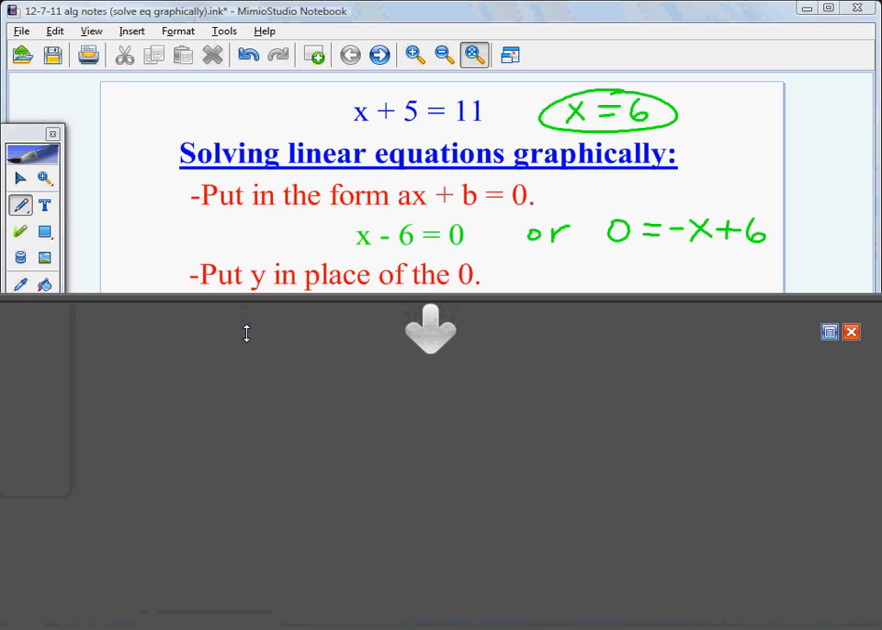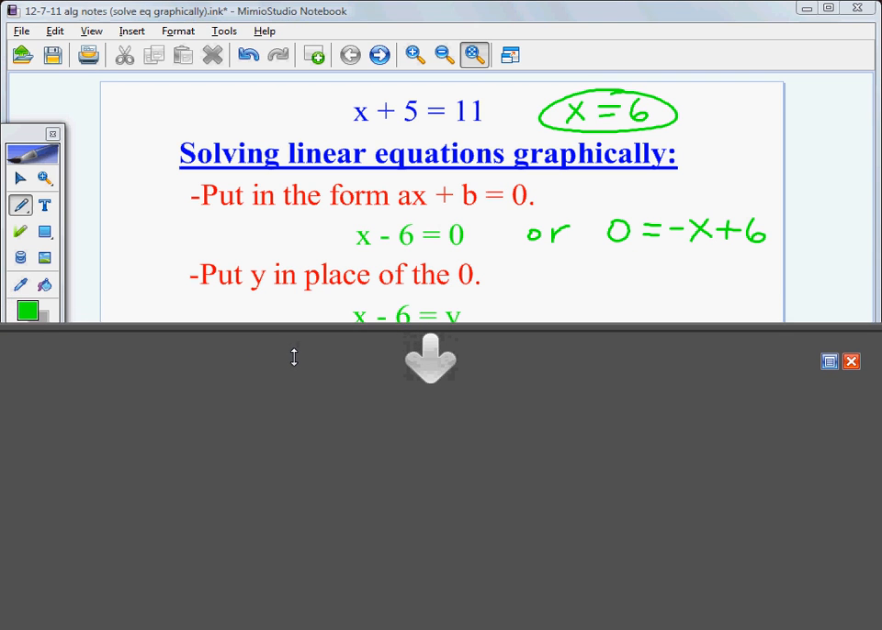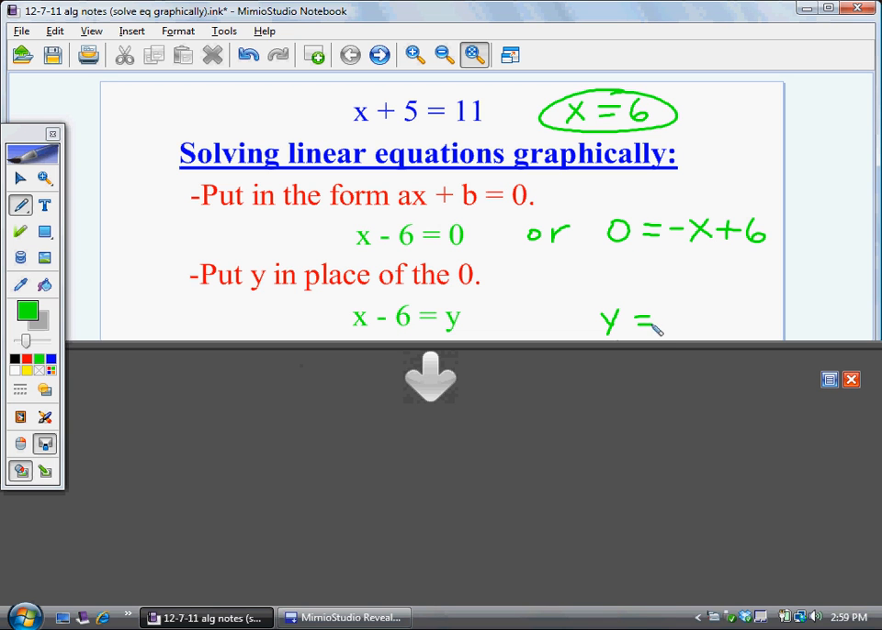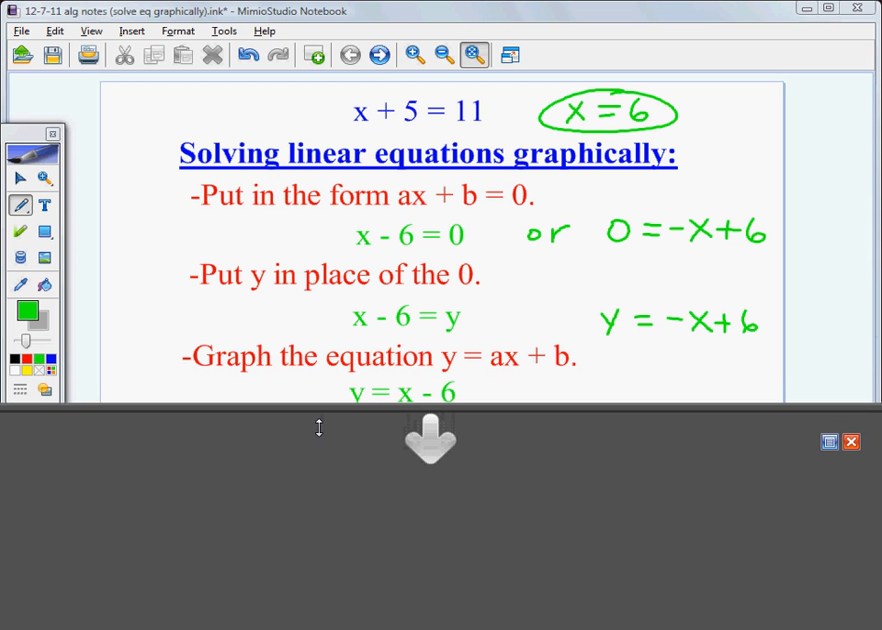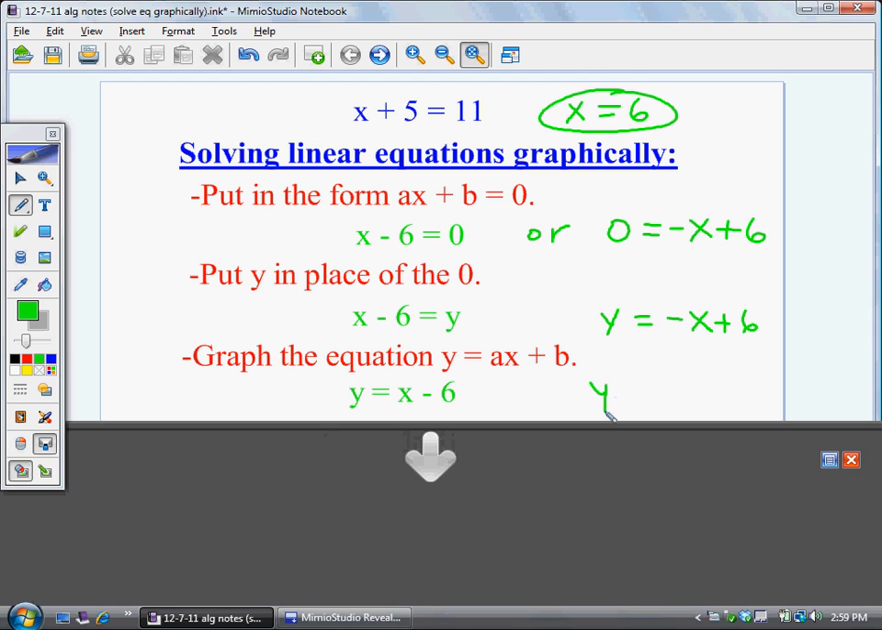Once you've done that, then what we're going to do is put y in place of the 0. And so you can see all I did was take out the 0 and put in a y. And if I had this one, I would have y equals negative x plus 6. And then all that's left is to graph the equation y equals ax plus b, which in this case is just y equals x minus 6 or y equals negative x plus 6. Let's put those in here.